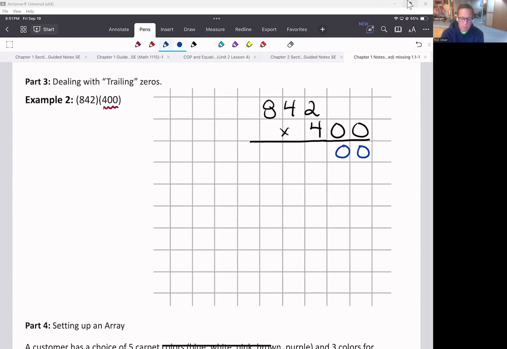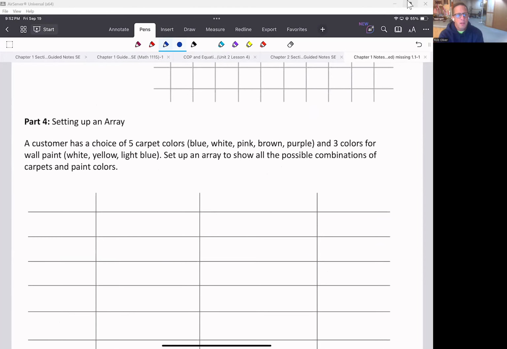All right, and then just do the multiplication. So 2 times 4 is 8. 4 times 4 is 16. Carry the 1. 8 times 4 is 32. 32 plus 1 is 33. So there you go. 336,800. That's what that is. 336,800 is the product. Easy enough, right?